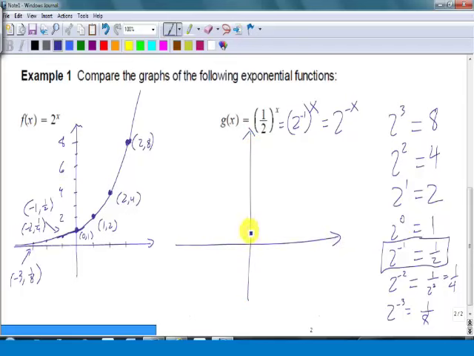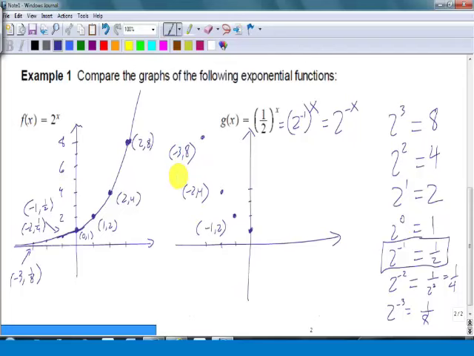0, 1 stays put, because points on the y-axis do not move when you reflect about the y-axis. The point 1, 2 goes to the point negative 1, 2. The point 2, 4 goes to the point negative 2, 4. The point 3, 8 goes to the point negative 3, 8.